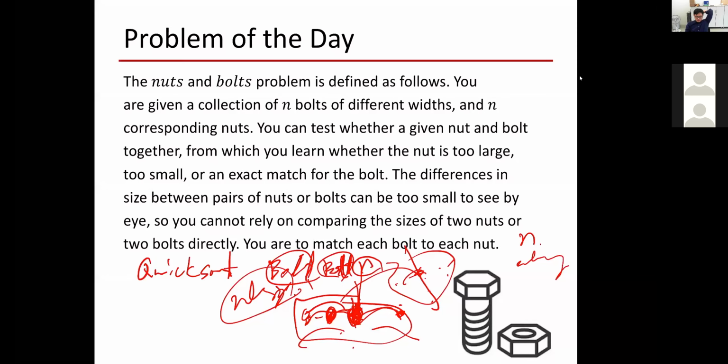Oh, I thought the size of the nuts. So it says the size between pairs of nuts can be too small, cannot be seen by eye. So if you want to sort them first with the nuts, then that is impossible by the assumption. Good try. You may continue. Go ahead.